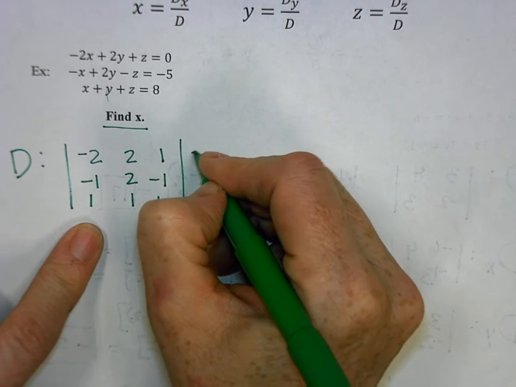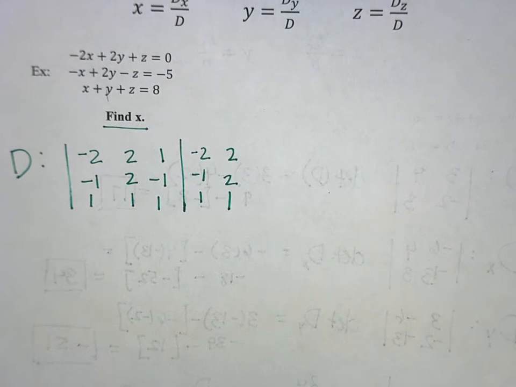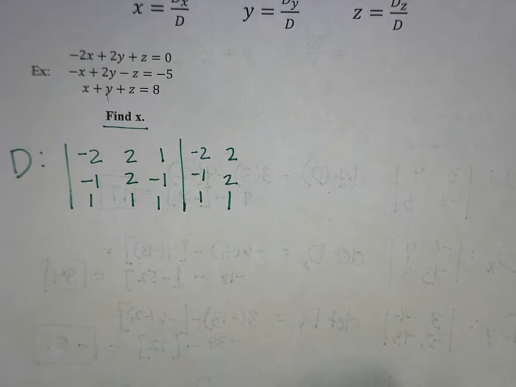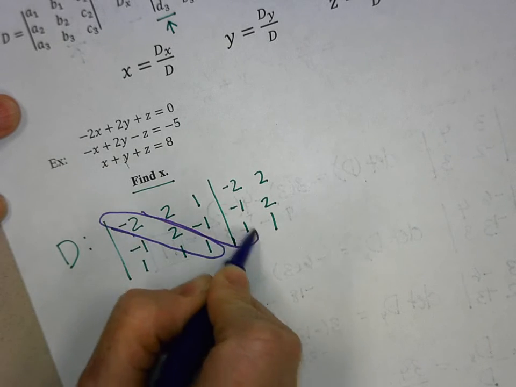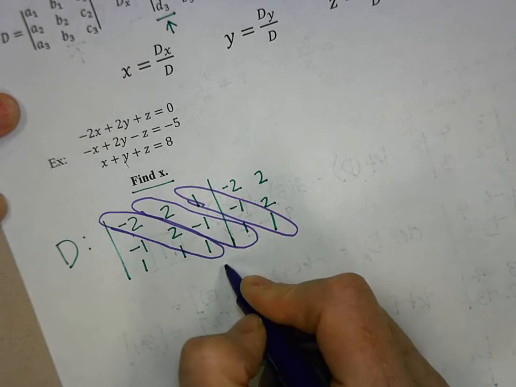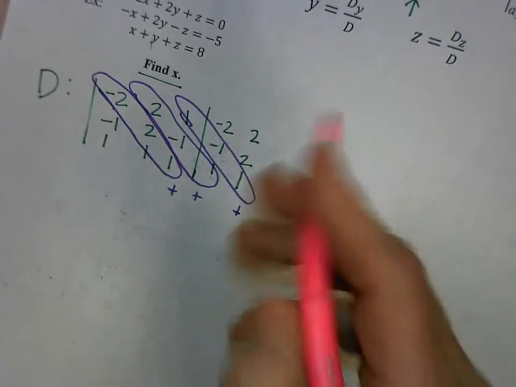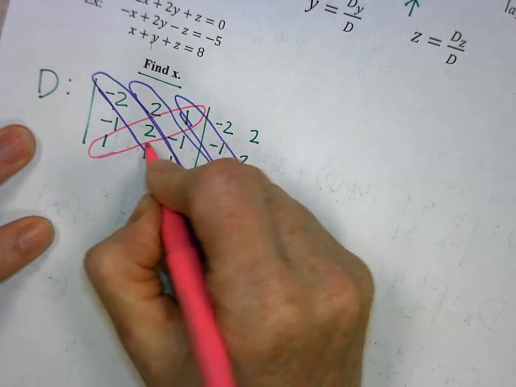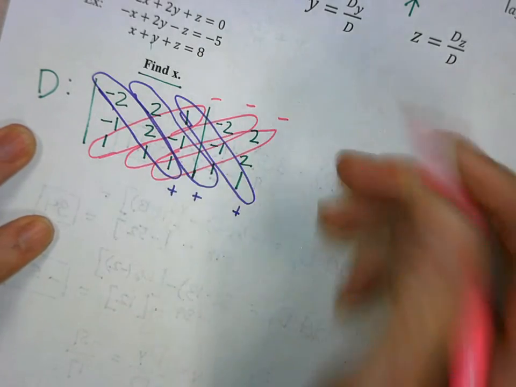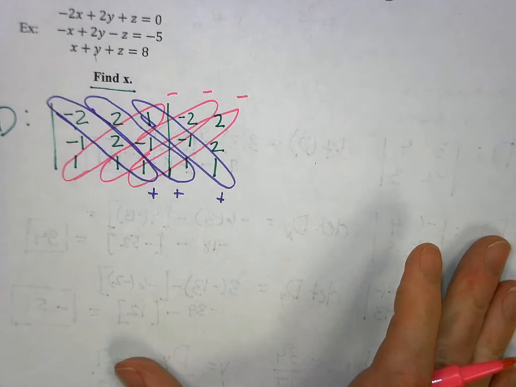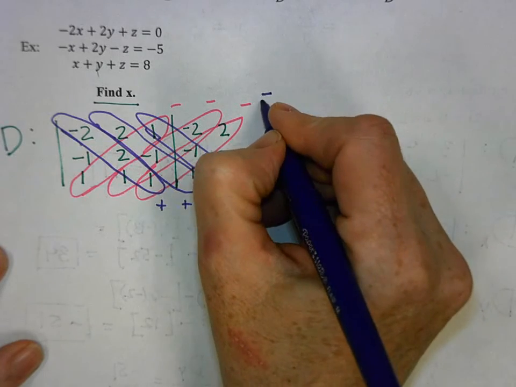Now I want to find the determinant. With a system of 3, I need to write these two over again. The first two columns: negative 2, negative 1, 1, 2, 2, 1. Now we're going to go to our 3 colors. First we're going to circle our positives. I'm going to tilt the paper a little bit. So I'm going to circle my positive diagonals. Okay, those were my positive diagonals. Then I'm going to circle my negative diagonals. We're calling them 1, 2, 3. Negative, negative, negative.